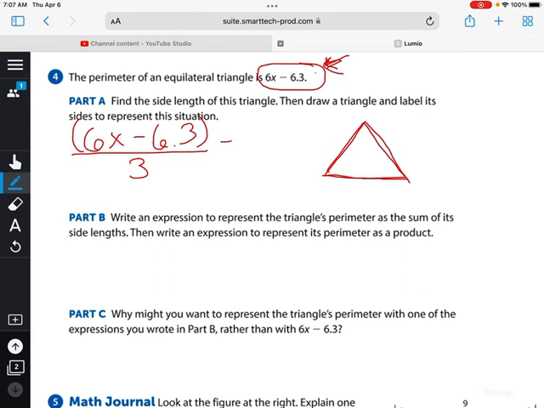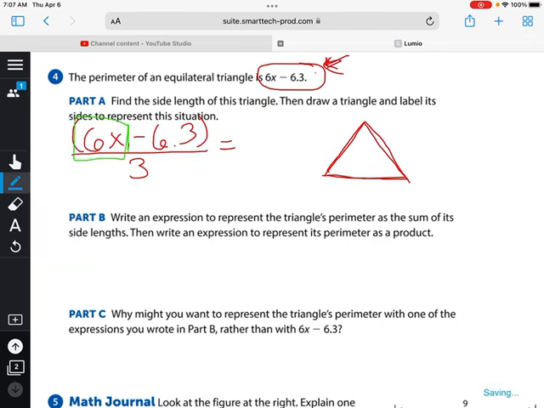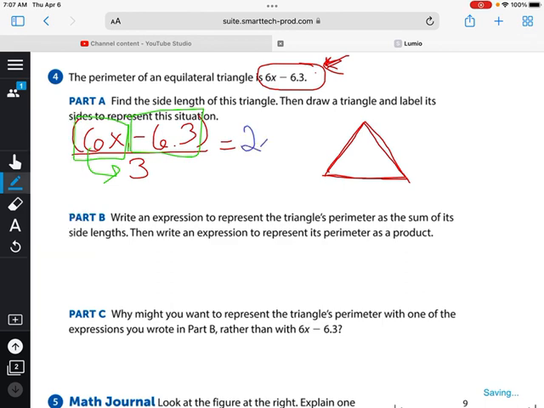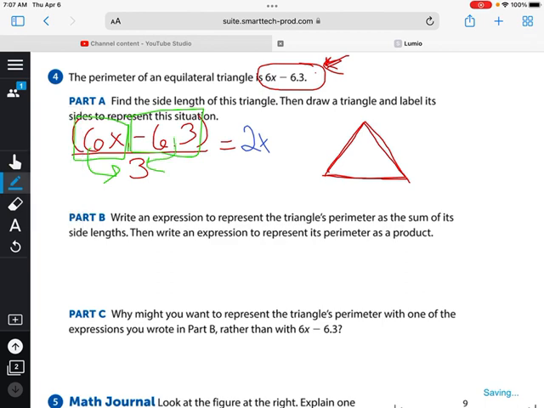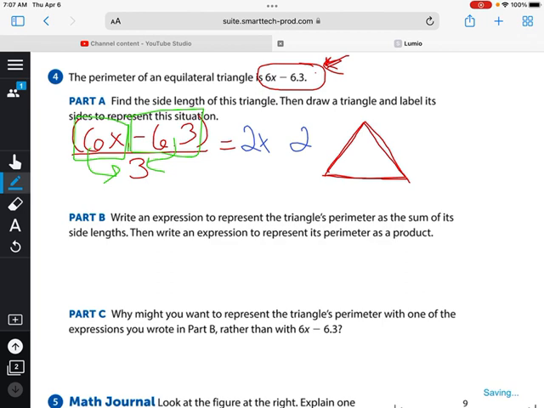So all we have to do is take each one of these terms, I'm going to change color here, and divide each one of those by 3. Well, I know that 6 divided by 3 is 2x. And I know that 6.3 divided by 3, well, 6 divided by 3 is 2, and 3 divided by 3 is 1, so it's 2.1. Because of this negative right here, it's going to be negative 2.1.